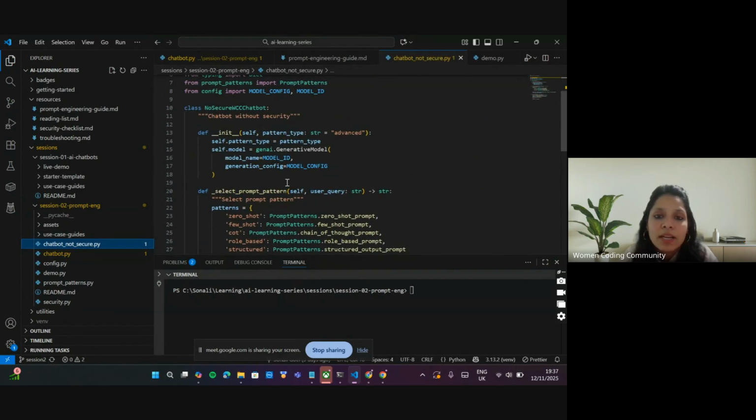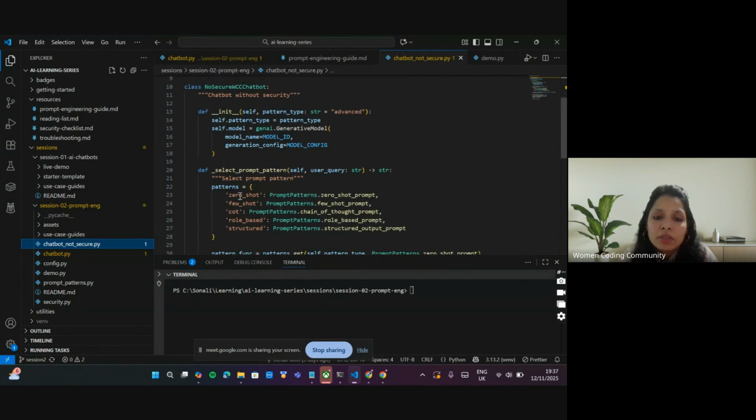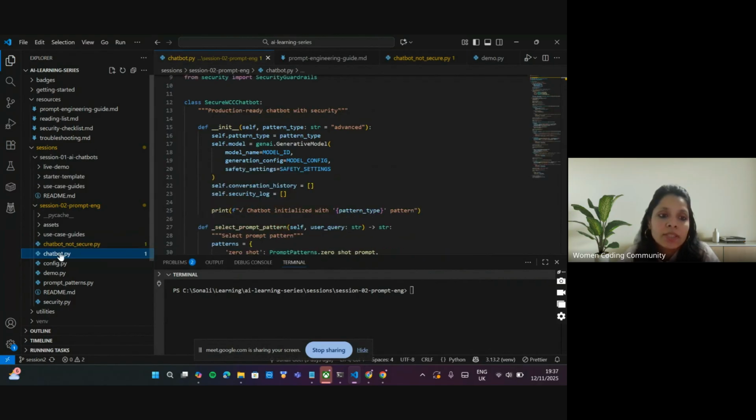This is just to showcase the different prompt patterns we use, and how they work for a similar question. When we run the demo, you can see how it responds. That is running on the non-secure version, but at the same time you have a secure version as well, so that you can weigh in on the differences.